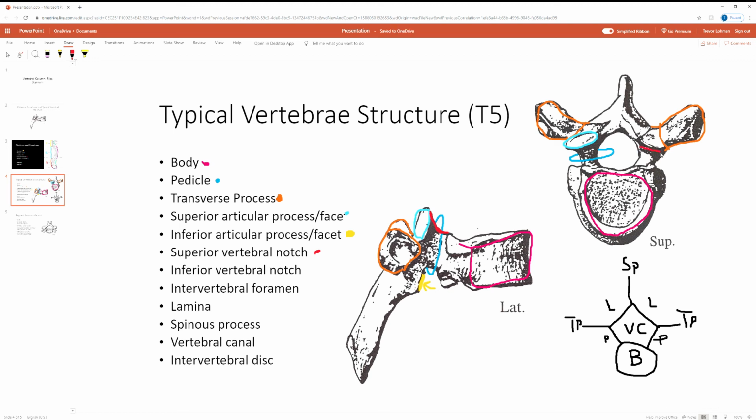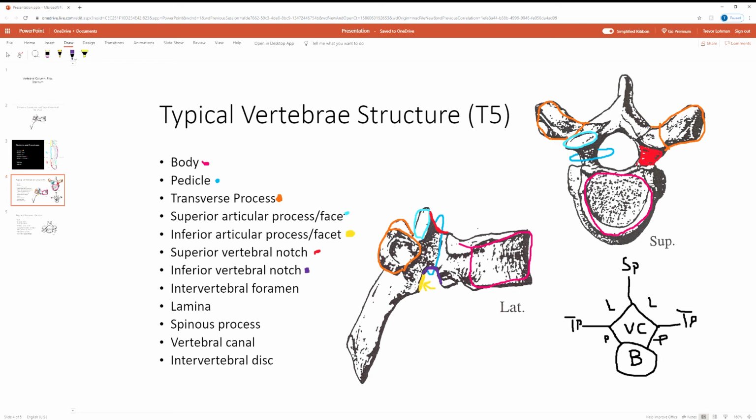And I can draw it in the superior view too. Just be careful not to confuse this with the pedicle. The notch is just the top part. Okay, so there it is. Superior vertebral notch. And then we'll draw the inferior vertebral notch in purple. And again, it's not the bottom, it's not the pedicle, it's this notch that happens to touch the pedicle. So that's the inferior vertebral notch.